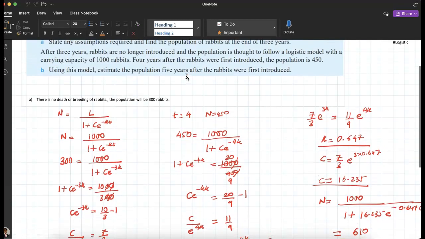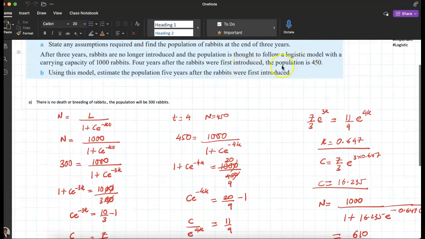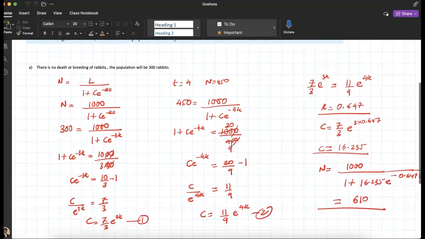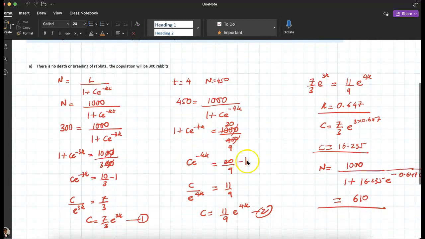When your t is equal to 4, that's another variable. When t is equal to 4 years after, so 3 years after the rabbits were introduced, the population was 300. 4 years after they introduced, it's 450. So 450 in 4 years. You put in the same model, 450 in 4 years. That will again make c the subject. You cross multiply and all that, make c the subject. Equate them. You can use nSolve and get the value of k.